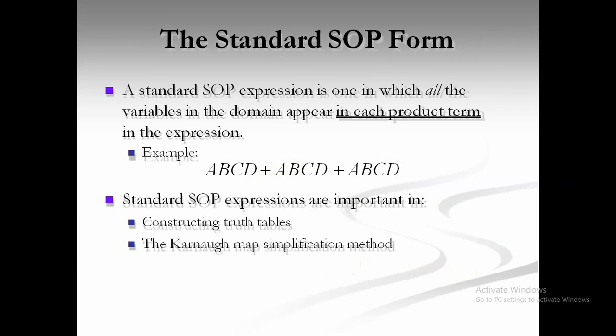The standard SOP expression is one in which all the variables in the domain appear in each product term of the expression. Here we take an example of SOP form: A B bar C D plus A bar B bar C D bar plus A B C bar D bar. This is one example of how to write the SOP form, and it is important in constructing truth tables, and it is used for the K-map simplification method, that is known as the Karnaugh map.